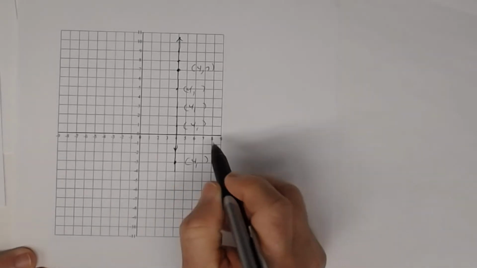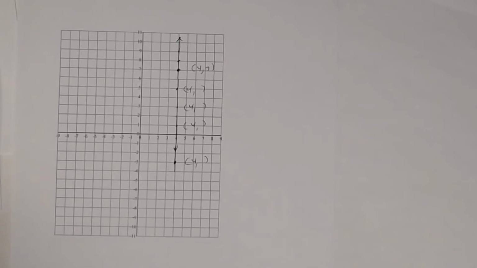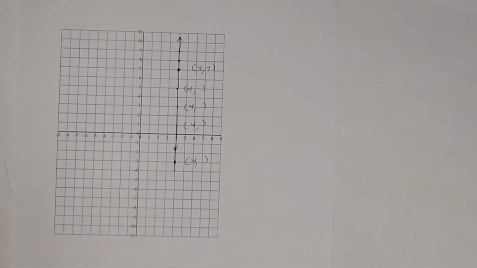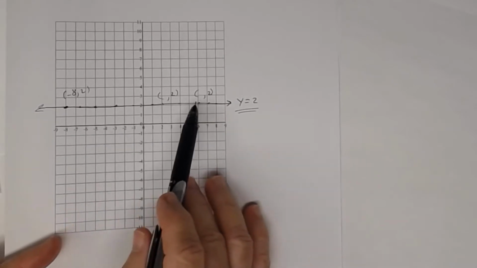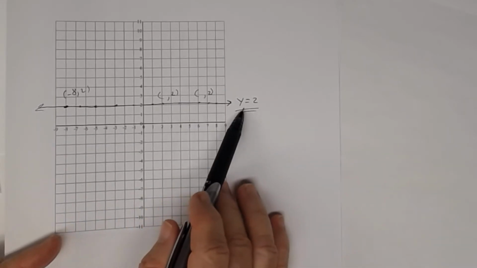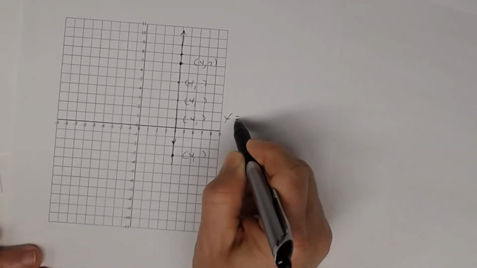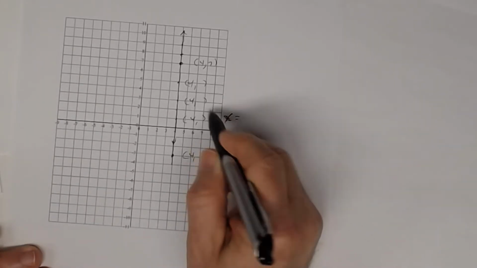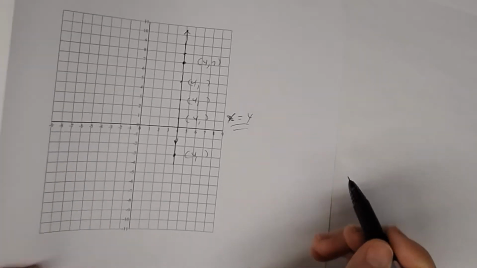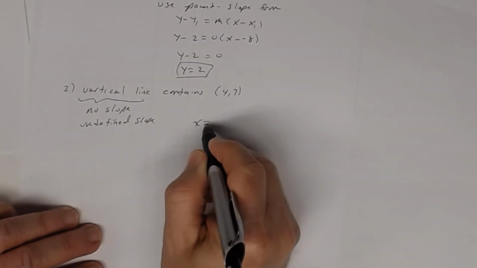So remember, just like we did in the one for the horizontal line, what was special was that the y-coordinate was 2. So we knew that y was always going to equal 2. Here, we know that x will always equal 4. And there's your answer. So the answer here is that x will be 4.